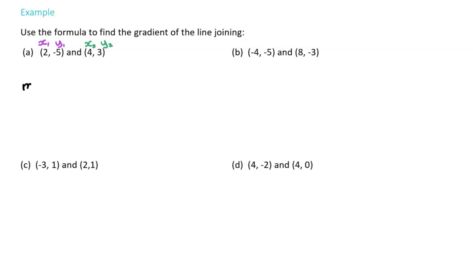So now, to find the gradient using this formula, we have y2 minus y1. Remember that 1 and 2 are just labels here, not powers. And that's going to be over x2 minus x1. So y2, that's this value here. So we're going to do 3 minus. And now we're subtracting this value here. So 3 minus minus 5. So you've got to be very careful with our signs. Let's put take care with signs.